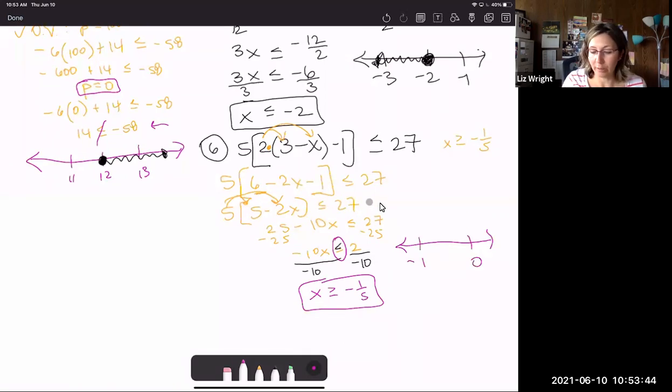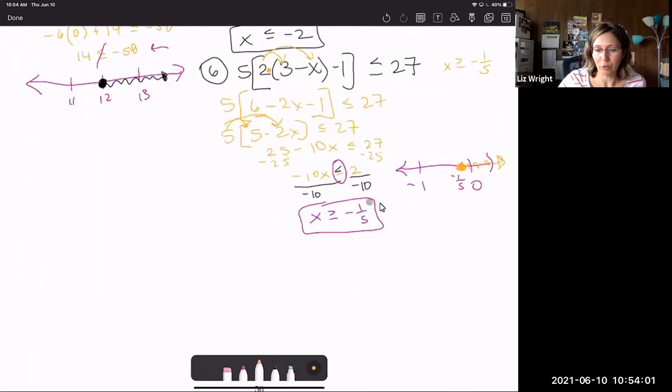Negative 1/5 is closer to 0, so I'm going to put it about right here. It's a closed circle because that critical value is included, and it's anything that is larger than negative 1/5. So we're going to be shading to the right.